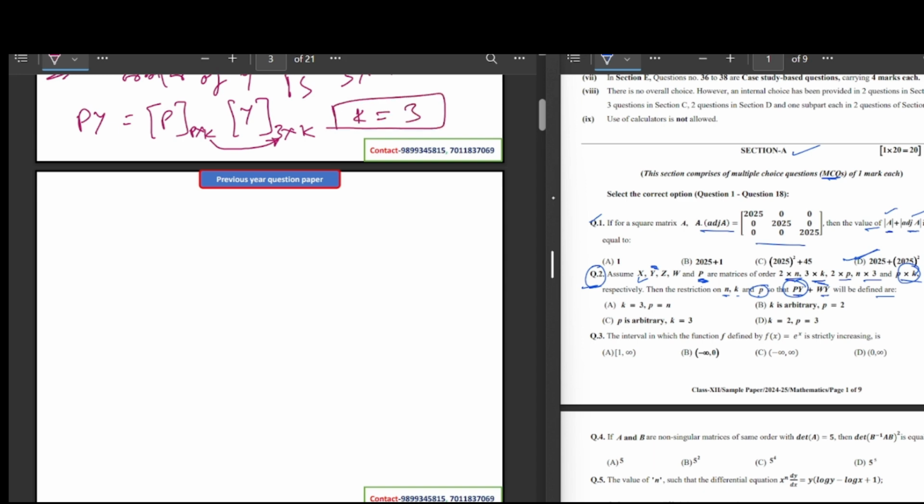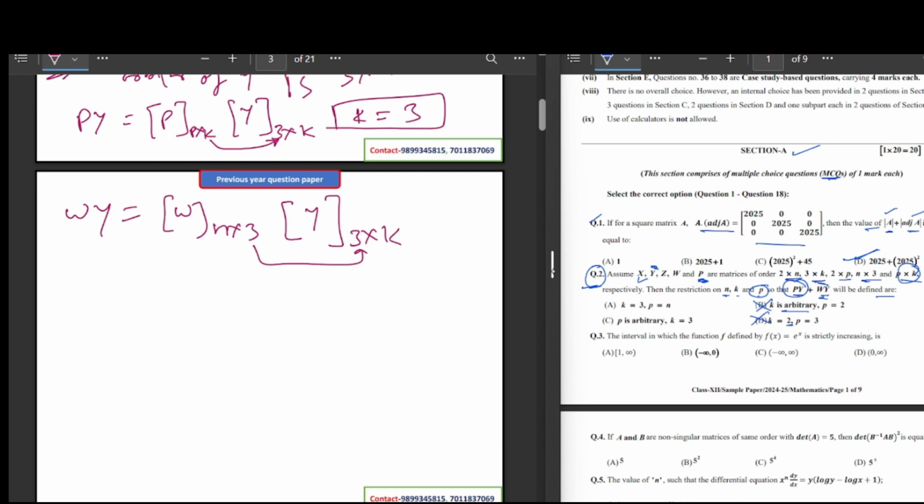We can go through this: if the value of K is given as 2 here, that is not correct because K is arbitrary, so this is also incorrect. So the possibility is option A and C. Let us find the other one, WY. The order of W is 3 cross 3 and the order of Y is 3 cross K. So both are equal.